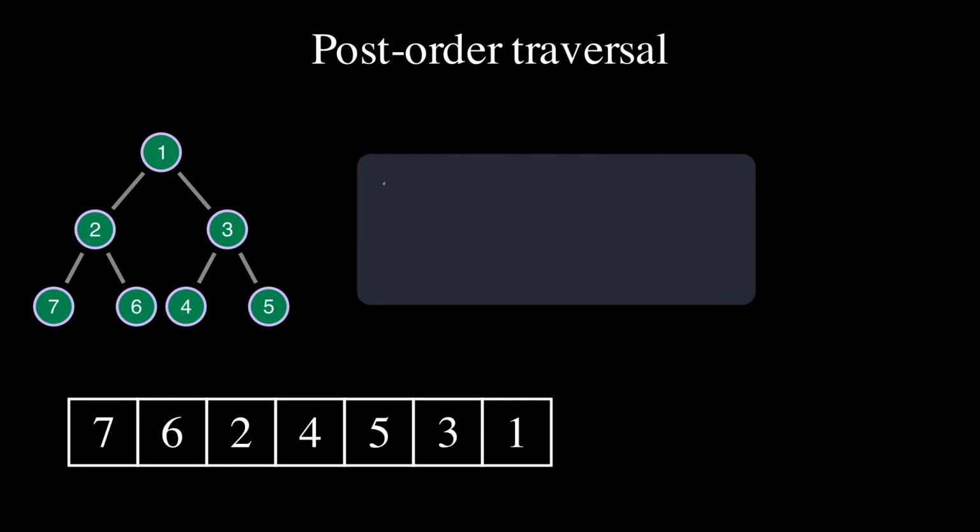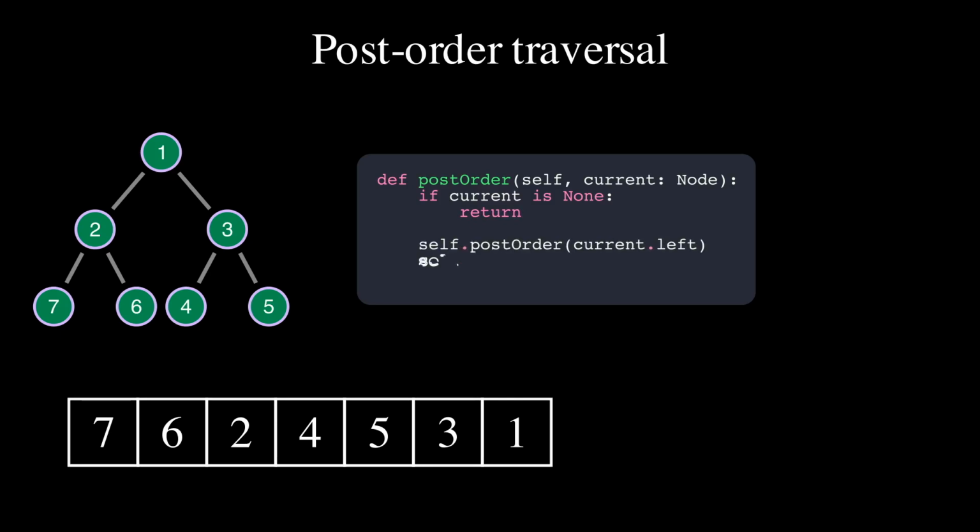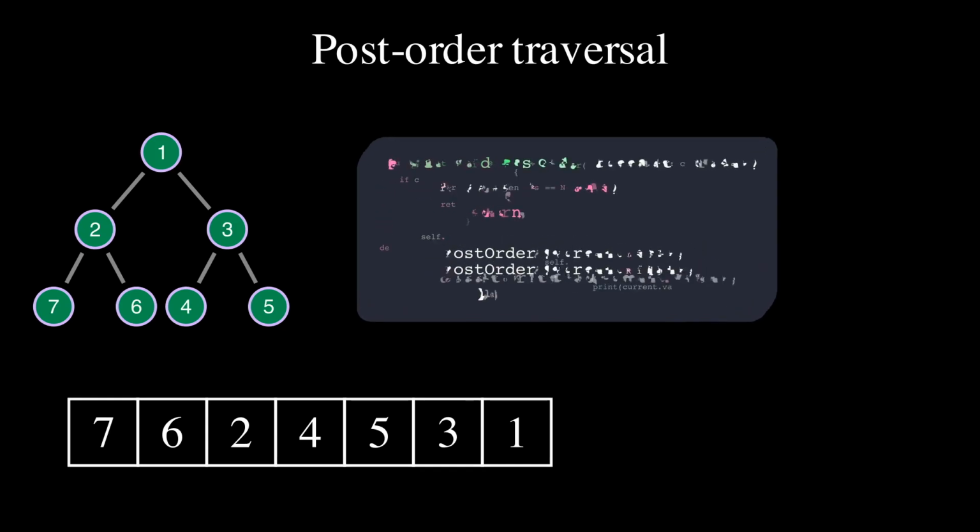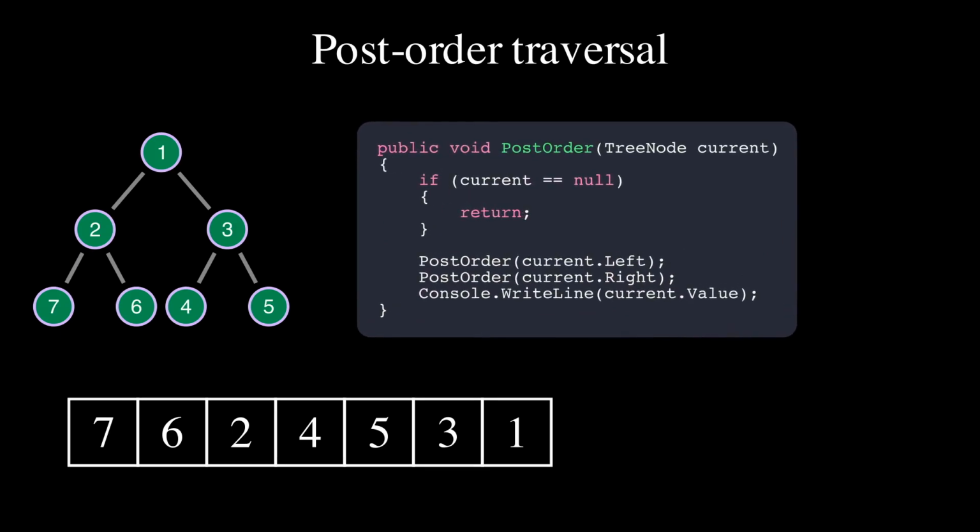Here is how to implement post-order traversal in Python. To traverse the left subtree, we recursively call the post-order function on the left child of the current node, traverse the right subtree, and visit the current node. The implementation in C# or Java is very similar. As you see, it's a straightforward traversal algorithm.